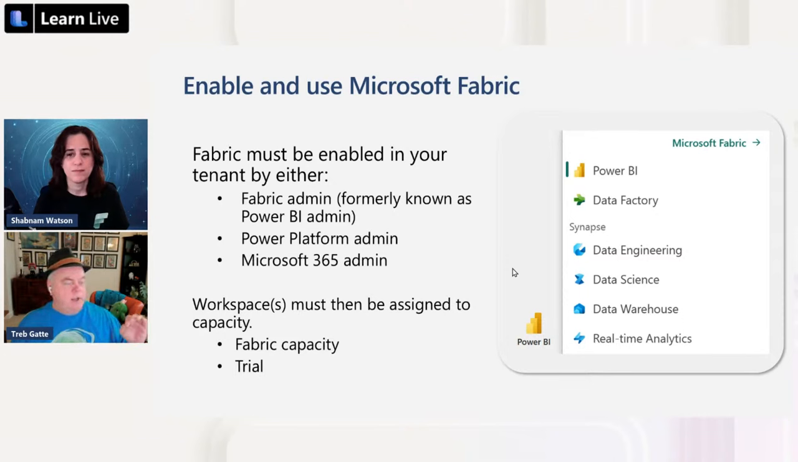Once the feature is turned on, you create a workspace, just like we do in Power BI, and you assign that workspace to a Fabric capacity, if you've actually bought it and got everything set up for licensing. Or if you're just dabbling in the pond here, just trying it out, we have the trial that's set up for you automatically. So those are the two real steps that you have to take here.